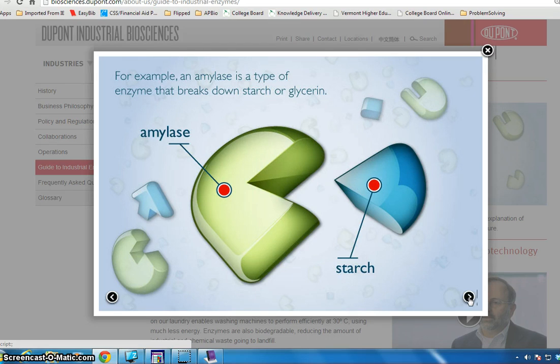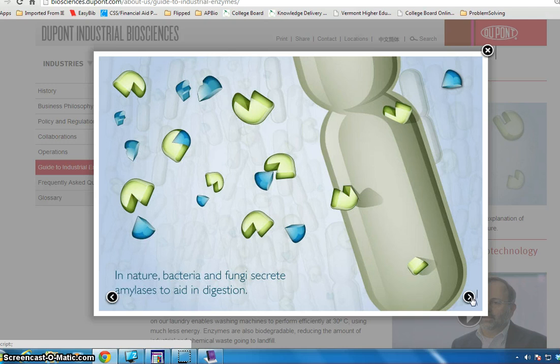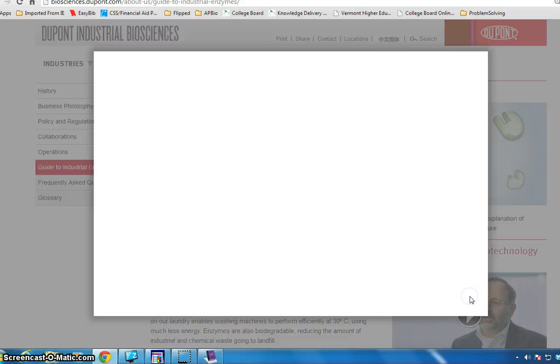For example, an amylase is a type of enzyme that breaks down starch or glycogen. So in this case, the starch would be the substrate. And in nature, bacteria and fungi secrete amylases to aid in digestion. So in our gut, in our intestine, we have these bacteria that will help us break down these starches.